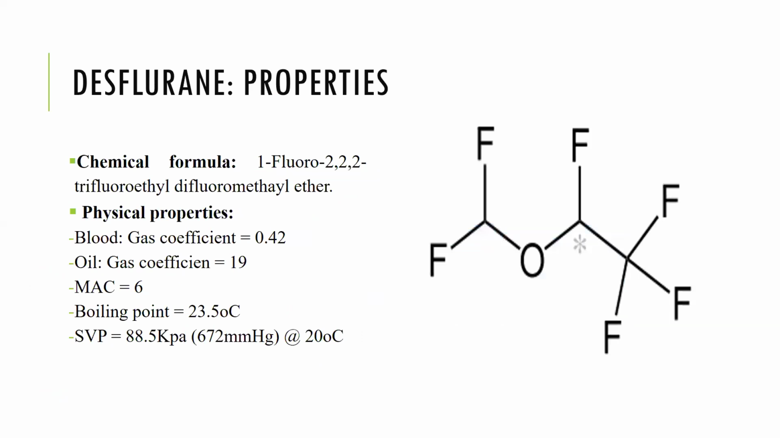This is the formula: 1-fluoro-2,2,2-trifluoroethyl difluoromethyl ether. Blood gas coefficient is 0.42. Oil gas coefficient is 19. Look at the MAC, 6. Boiling point, 23. And it has a very high saturated vapor pressure of 622. And these two last factors are the things that make desflurane different from the other agents. And that's why it requires a special Tec 6 desflurane vaporizer.